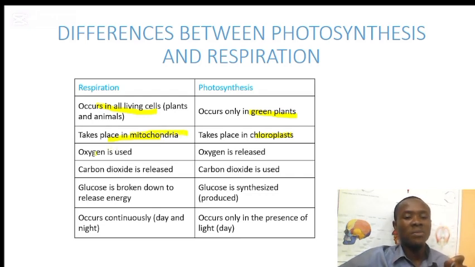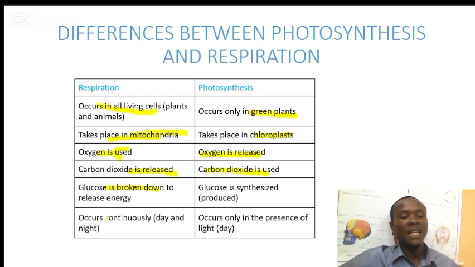In the process of respiration, oxygen is used. In the process of photosynthesis, oxygen is given out. And in the process of respiration, carbon dioxide is released, that means it is being given out. But in the process of photosynthesis, carbon dioxide is used. In respiration, glucose is broken down to release energy. But in photosynthesis, glucose is created. It's not being broken down. It is synthesized or produced.